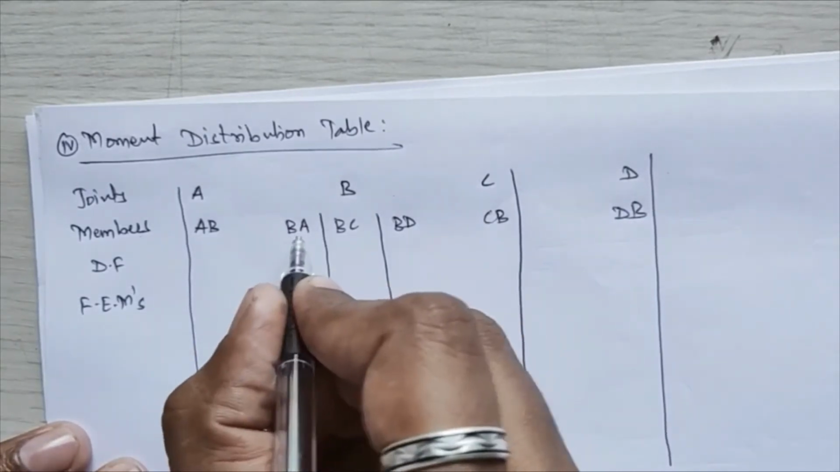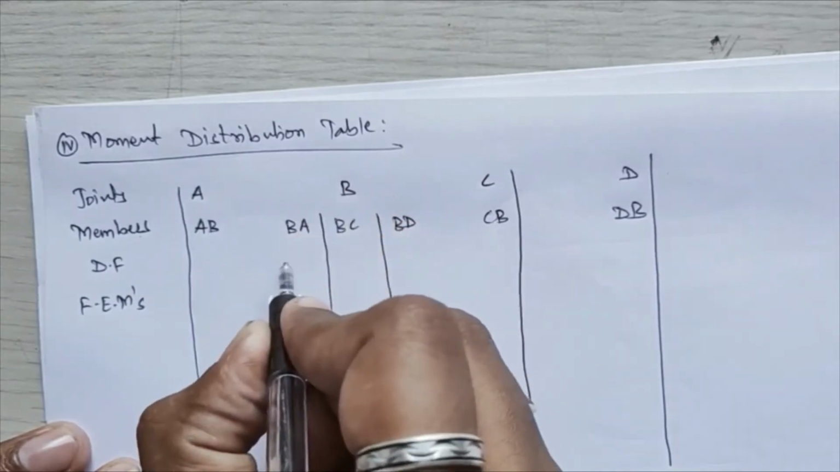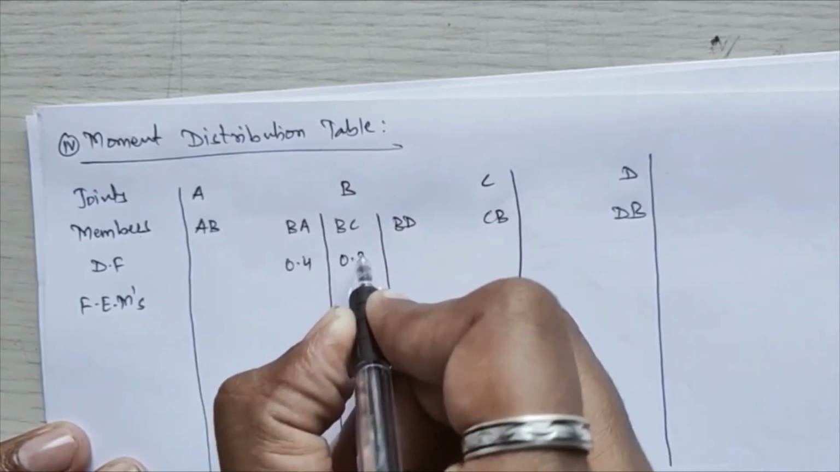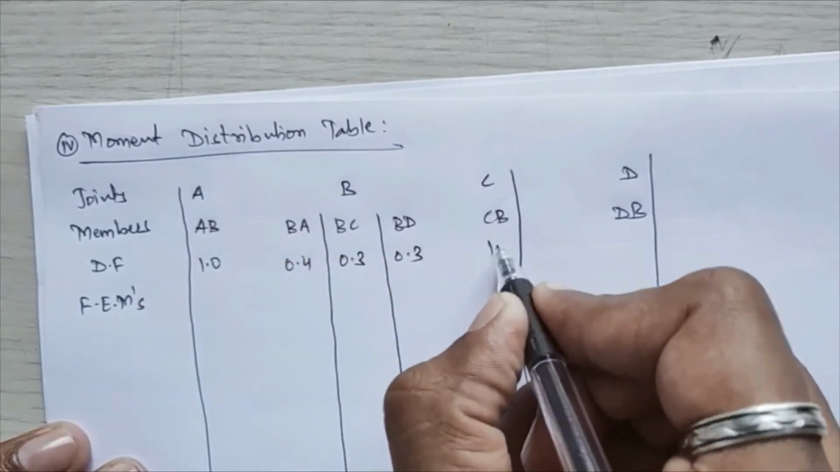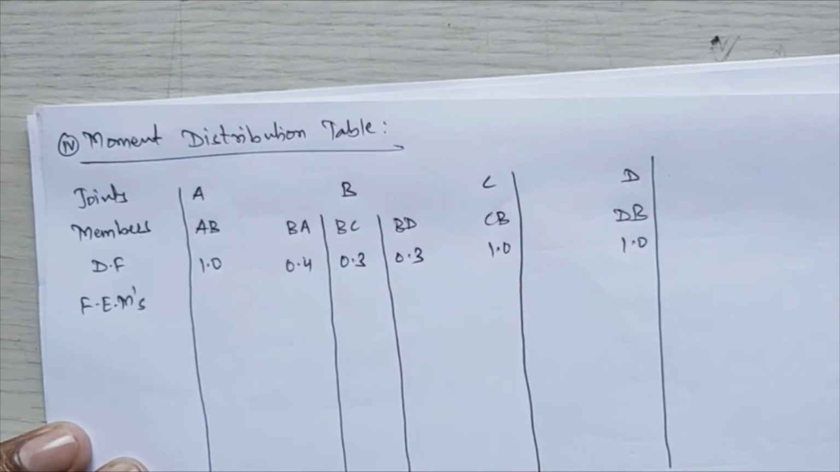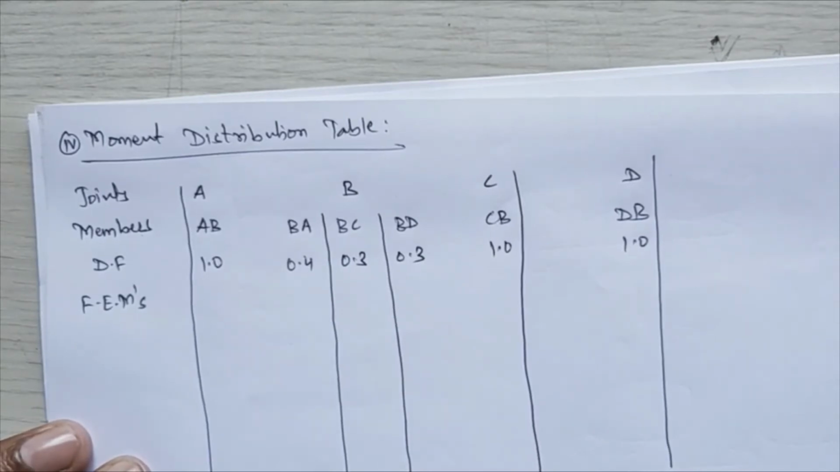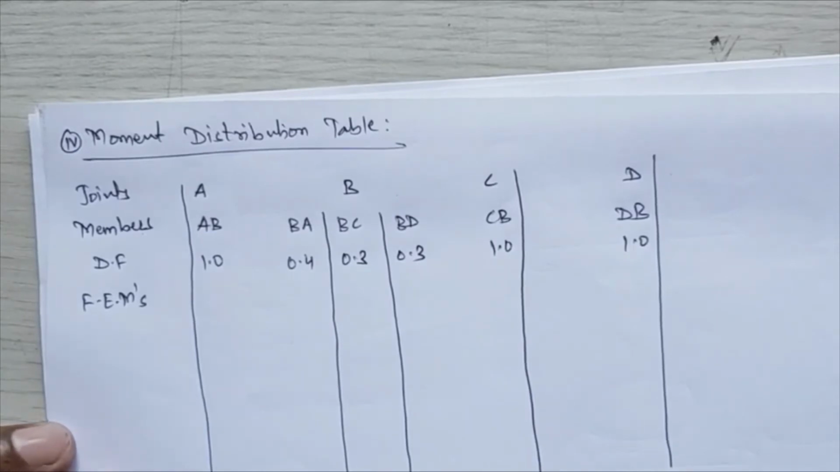Now distribution factors we have calculated for this. For BA we have got 0.4, for BC 0.3, and again for BD we have got 0.3. For the remaining AB, CB and DB, these distribution factors will remain 1 because those are single jointed members. Okay, now fixed end moments we have calculated for this.